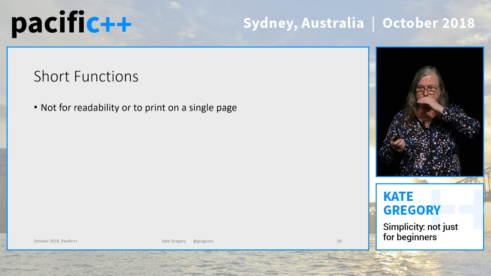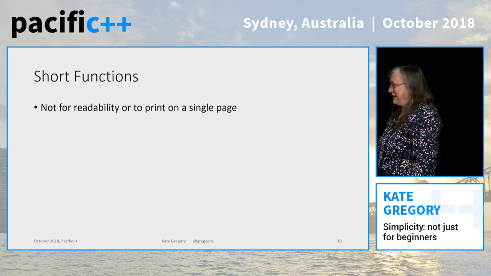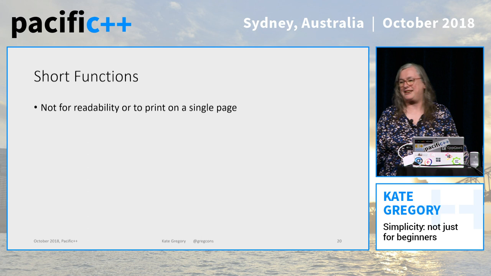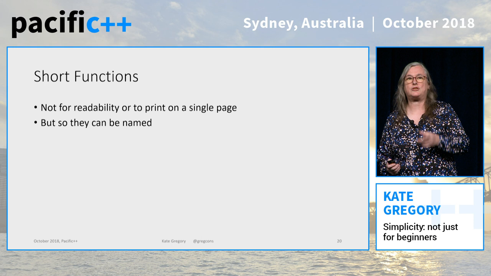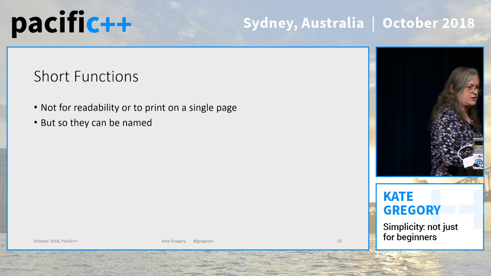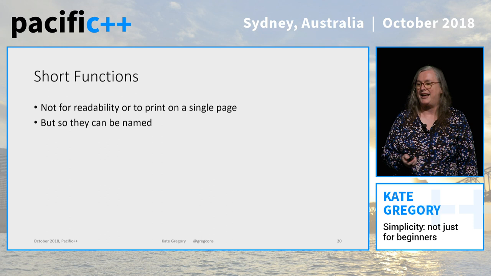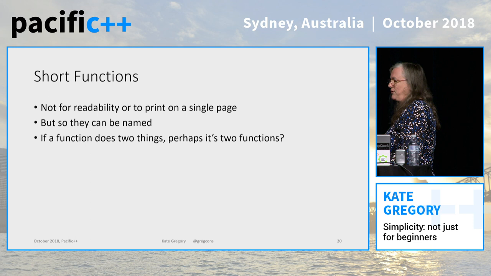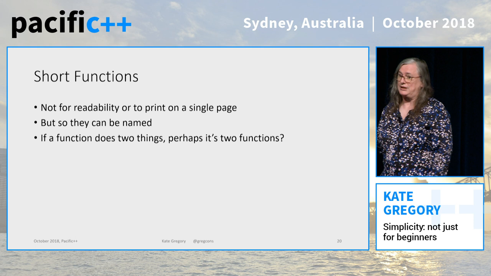I printed that. If you write the way I want you to write, you'll never print a function, right? And I don't care that it fits on the screen in the IDE either. No. The reason I want your functions to be short is so they can have one name. A 7,000 line function will not have a name other than process. If your function does two things, update and print, then perhaps it's really two functions.